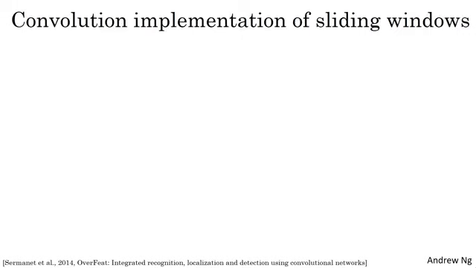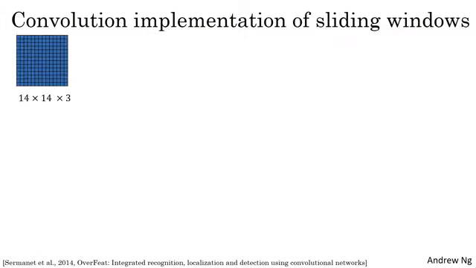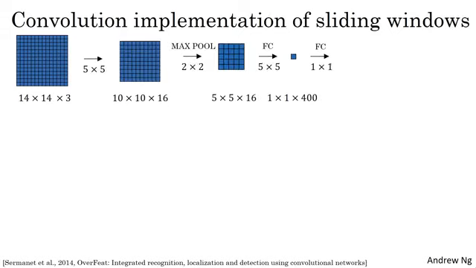Armed with this conversion, let's see how you can have a convolutional implementation of sliding windows object detection. And the presentation on this slide is based on the OverFeat paper referenced at the bottom by Pierre Sermanet, David Eigen, Xiang Zhang, Michael Mathieu, Rob Fergus, and Yann LeCun. Let's say that your sliding windows ConvNet inputs 14 by 14 by 3 images. And again, I'm just using small numbers, like a 14 by 14 image in this slide, mainly to make the numbers and illustrations simpler. So as before, you have a neural network as follows that eventually outputs a 1x1x4 volume, which is the output of your softmax unit.